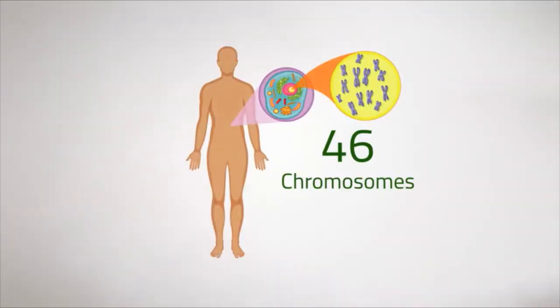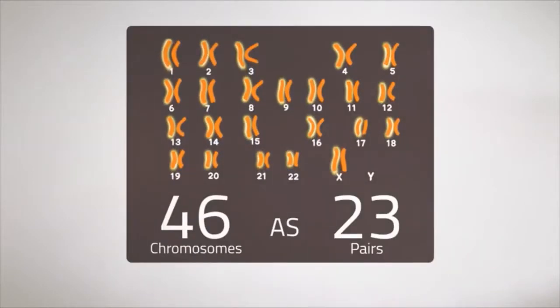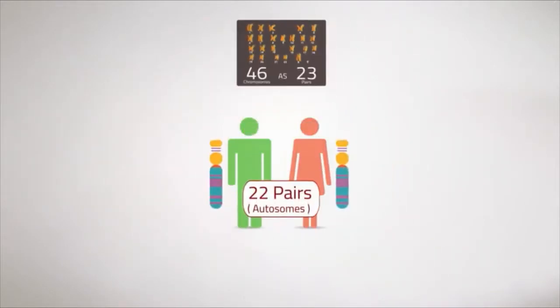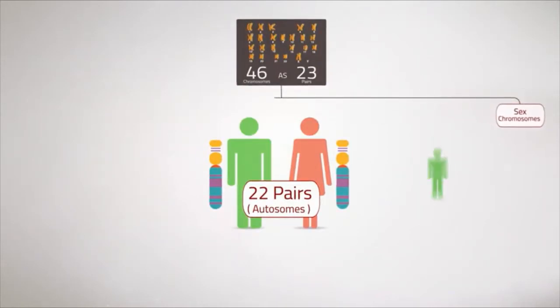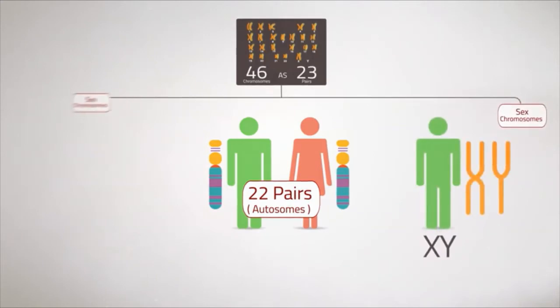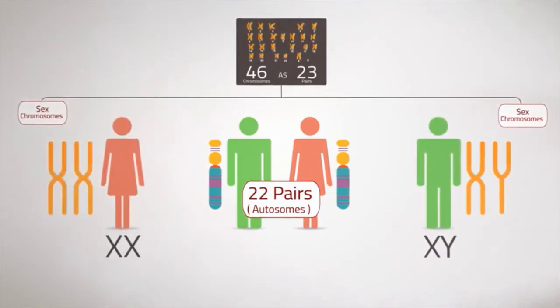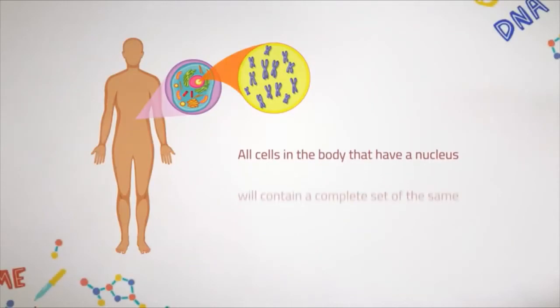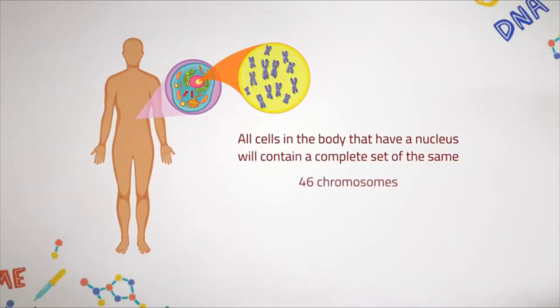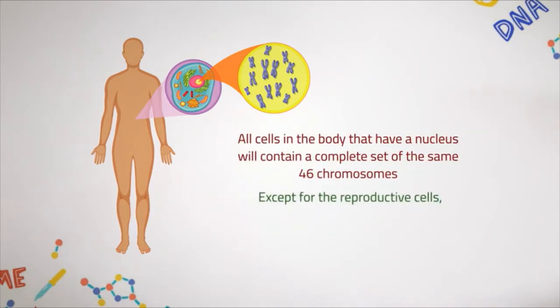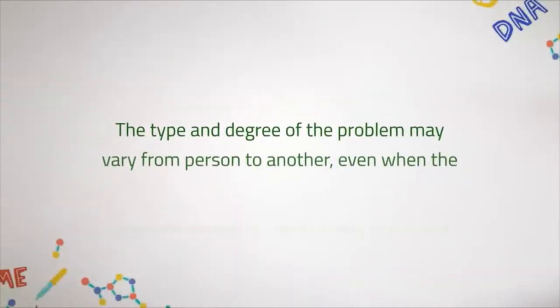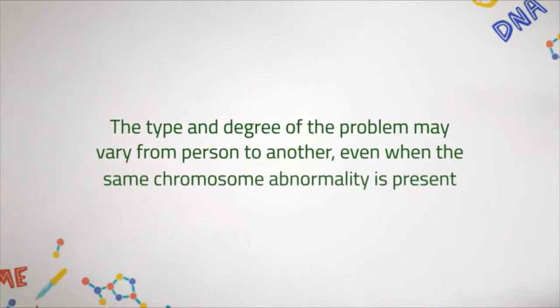Humans have 46 chromosomes, present as 23 pairs. 22 pairs are found in both sexes, the autosomes, and one pair, the sex chromosomes, is present as either XY in males or XX in females. Normally, all cells in the body that have a nucleus will contain a complete set of the same 46 chromosomes, except for the reproductive cells, eggs and sperm, which contain a half set of 23. The type and degree of the problem may vary from person to person, even when the same chromosome abnormality is present.